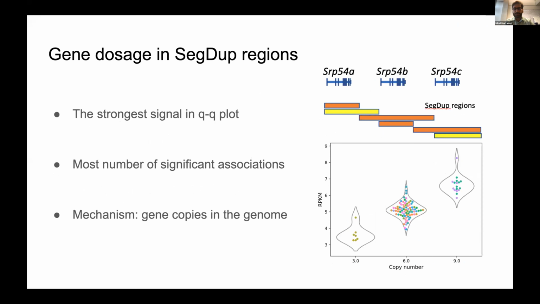Another mechanism for these associations is gene dosage in seg-dup regions, and as I mentioned, this signal is the strongest in our QQ plot, and the most significant associations are these cases. The mechanism is that in seg-dup regions, the genes have different dosages in different substrains. And as you can see, the copy number is associated with the expression in these substrains.